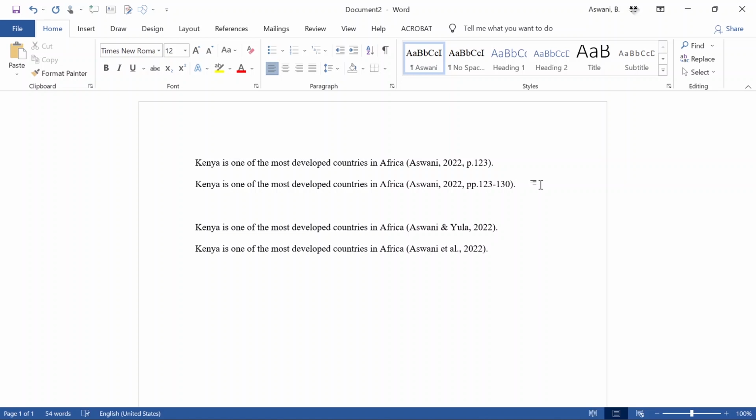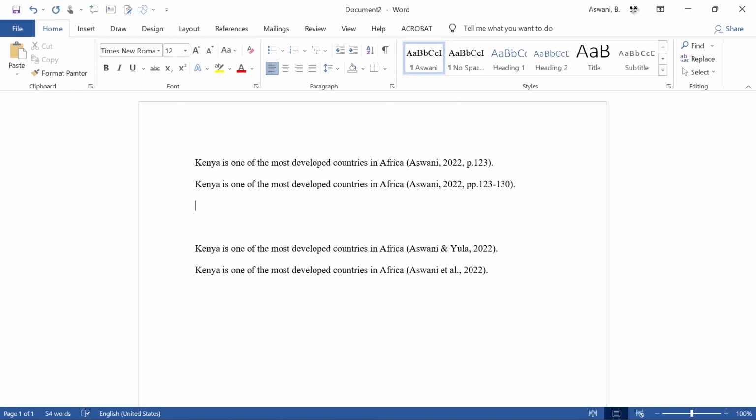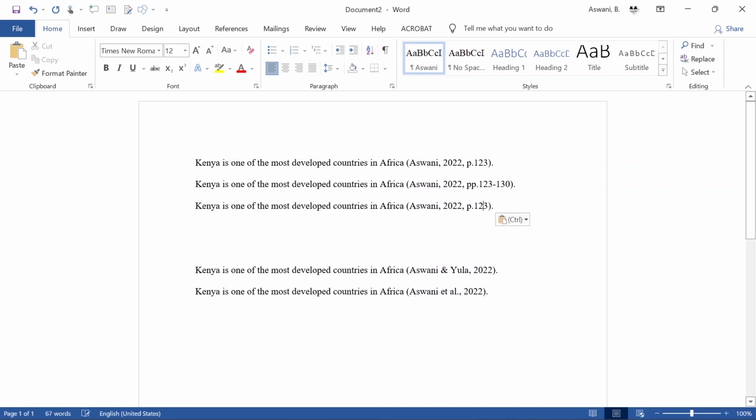So this is one instance when you must include the page numbers. Sometimes you might read a book that does not have page numbers. There are no assigned page numbers. In that case, what do you do? You can also quote or cite the chapter. So instead of the page number, you can just say chapter 3. Maybe the entire chapter is talking about this idea and you want the reader to read the entire chapter. You can also say chapter 3.